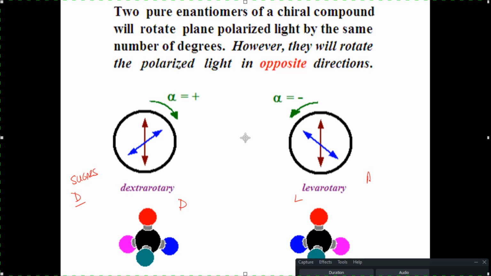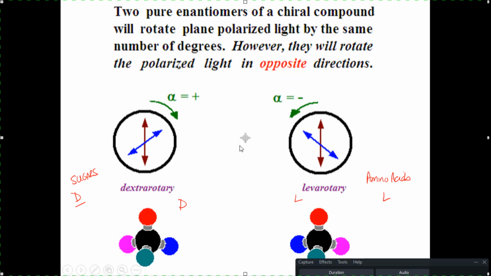Amino acids are L. Now, there is no direct correlation between R and S and D and L. Some R chiral centers are D, some R compounds are L. So there's no direct correlation. You have to determine the D or L by experiment.